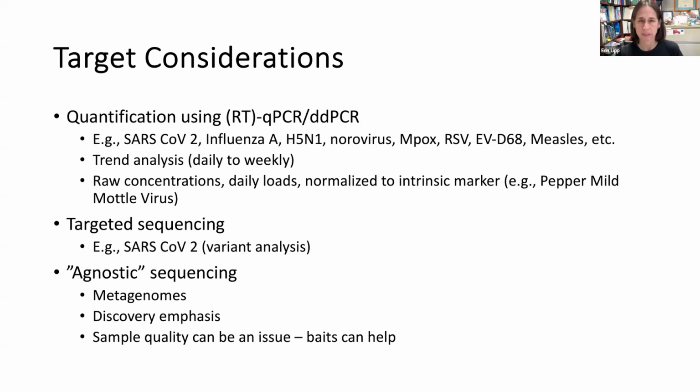Again, this is more of an emphasis on discovery, new things that might be there. And this is really where sample quality is extremely important. You may need to add things like baits to increase probability of detection of particular groups. There may be panels that hit a broad panel of respiratory viruses if that's what you're interested in, or AMR targets. So I think agnostic sequencing is a really important component of wastewater-based surveillance, but it is probably the trickiest in terms of getting good sample quality to do it well.